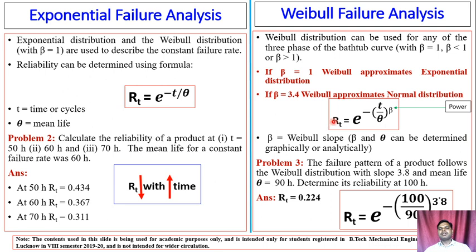We can see an example. The failure pattern of a product follows the Weibull distribution with a slope of 3.8. This beta is 3.8. This is not following a normal distribution as the value of beta is more than 3.4, and the mean life is 90 hours, that is theta is 90 hours. Determine its reliability at 100 hours. So this expression will become e to the power minus (100 by 90) to the power 3.8. When computed, this will give 0.224.